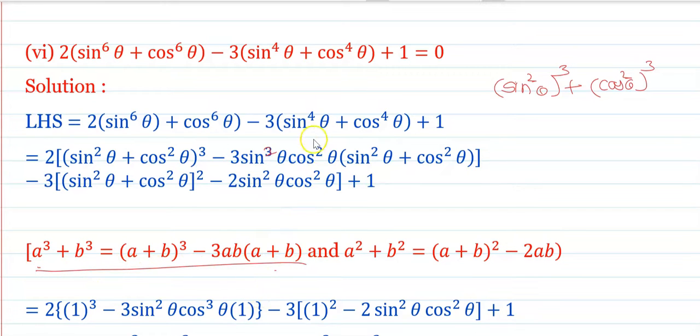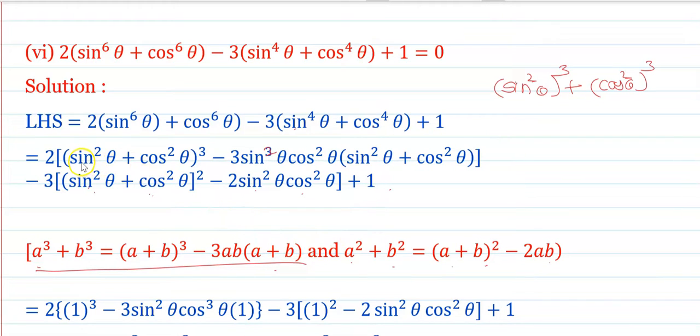What about the next result? Sin theta raised to 4 plus cos theta raised to 4 can be written as, using this result A square plus B square is equals to in bracket A plus B bracket square minus 2 times A into B. Similarly here sin theta raised to 4 plus cos theta raised to 4 can be written as sin theta square plus cos theta square bracket square minus 2 times sin theta square into cos theta square, and this is the plus 1.